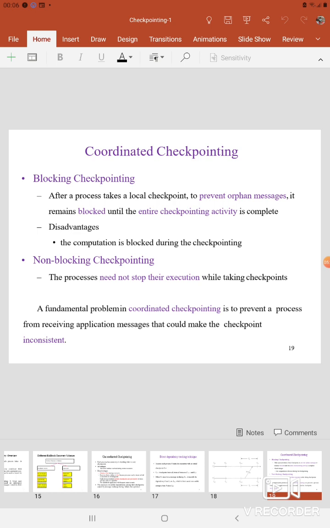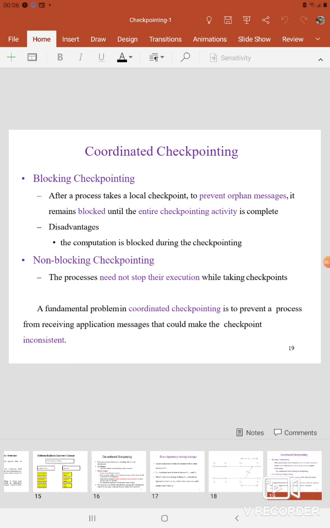What is the advantage of blocking checkpointing? It is used to prevent orphan messages. But what is the drawback? The entire computation is blocked during the checkpointing process. The other type is non-blocking checkpointing. It is the reverse of blocking checkpointing: the processes need not stop their execution when taking their checkpoints. So these are the two types of coordinated checkpointing.